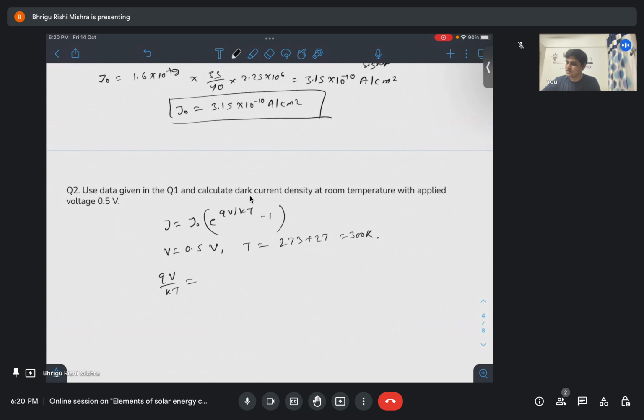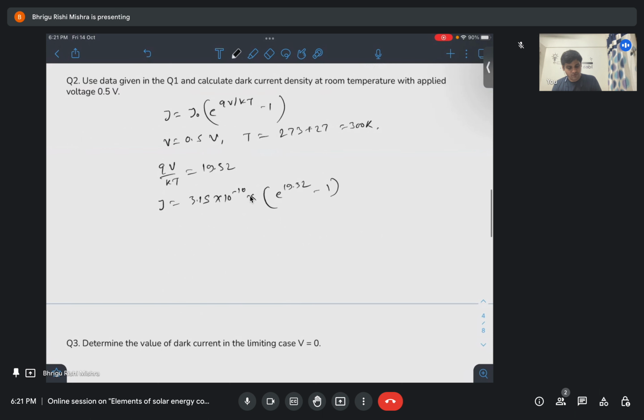So here we can calculate qV by kT. This comes around 19, I guess. Yeah, it's 19.32. And J naught we already got from here. So this is 3.15 into 10 to the power minus 10 into e to the power qV by kT, so this is e to the power 19.32 minus 1.